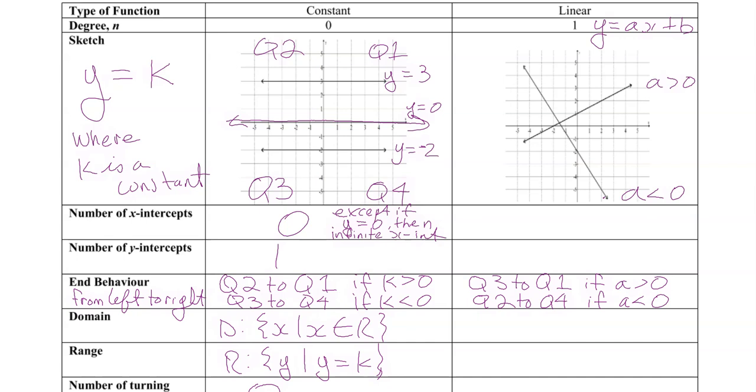So if a is greater than 0, we have a positive slope. It's going to go up to the right, which means it's going to go from Q3 to Q1. If you're going up to the right, you're also going down to the left. Down is negative, left is negative. If I take a negative rise divided by a negative run, what's a negative divided by a negative? Positive. So we're still going to get a positive slope, going up to the right or down to the left.